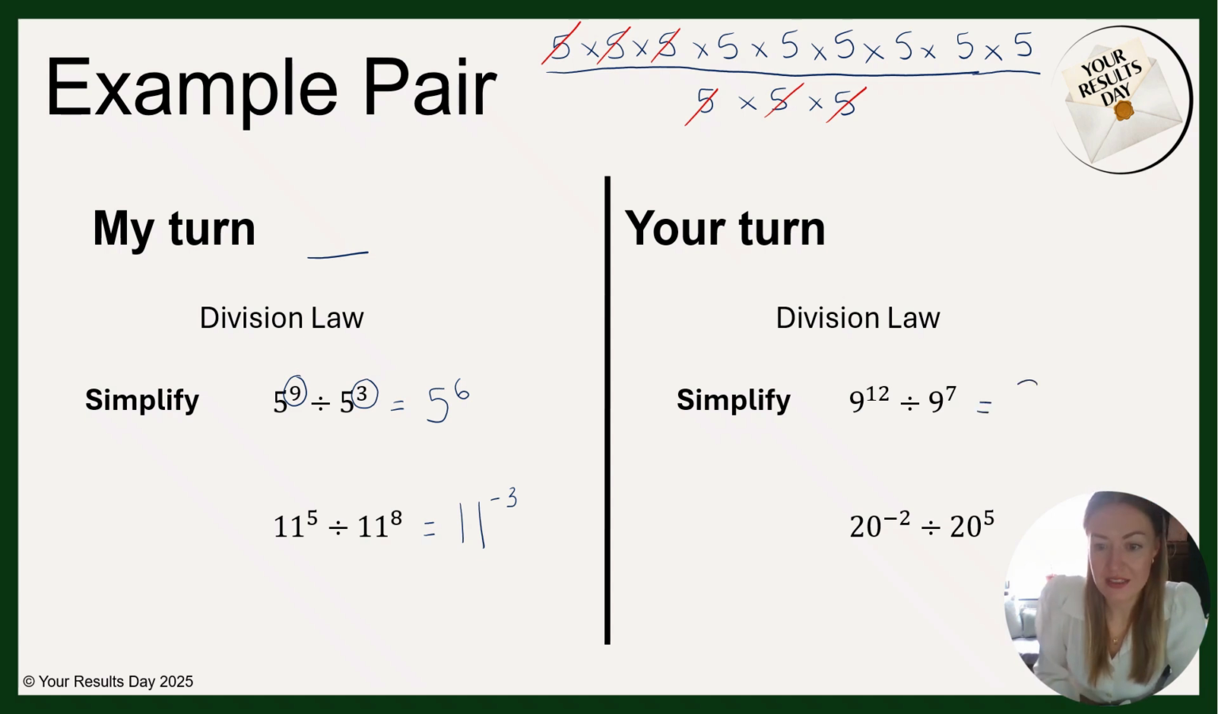So we've got a base of 9, and if I'm subtracting my powers, 12 take away 7 is 5. So if you got 9 to the power of 5 for that first one, you would be correct. Then we've got a base of 20. -2 take away 5 would be -7. So if you got 20 to the power of -7, you would be correct.